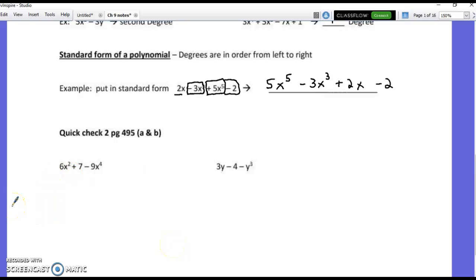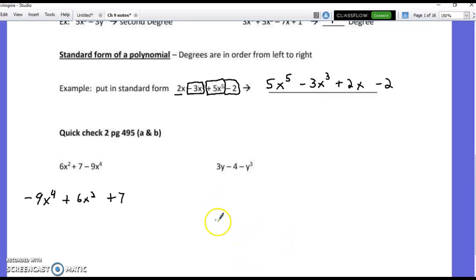So if we look at these 3, we see that the 4 is the highest exponent. So that's what we're going to write first. The negative 9x to the 4th will be our first term written. Our next exponent is the x squared, so I'm going to put a positive 6x squared. So I'm indicating that value. And then we have a positive 7 at the end. So that's that in standard form. Like I said, pretty straightforward.